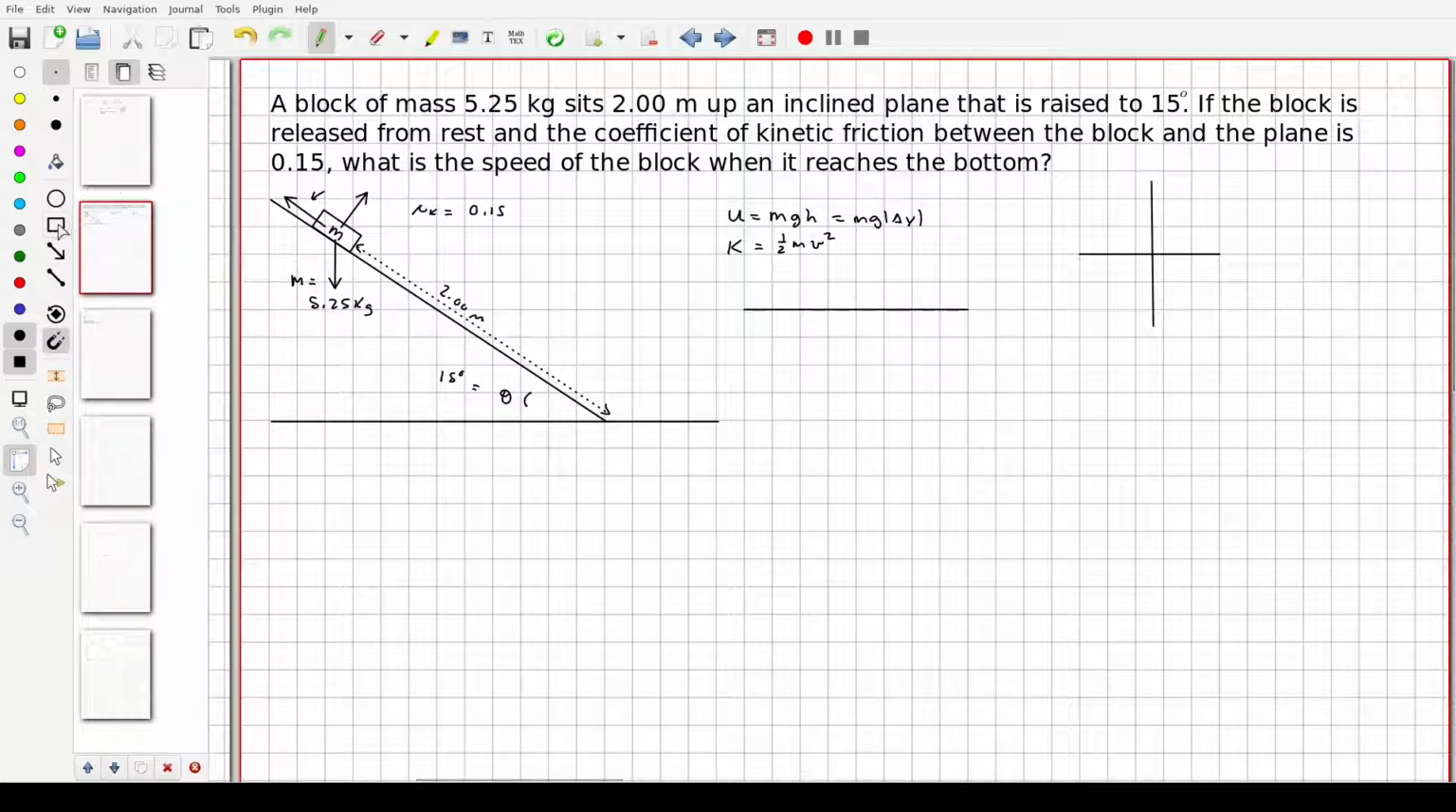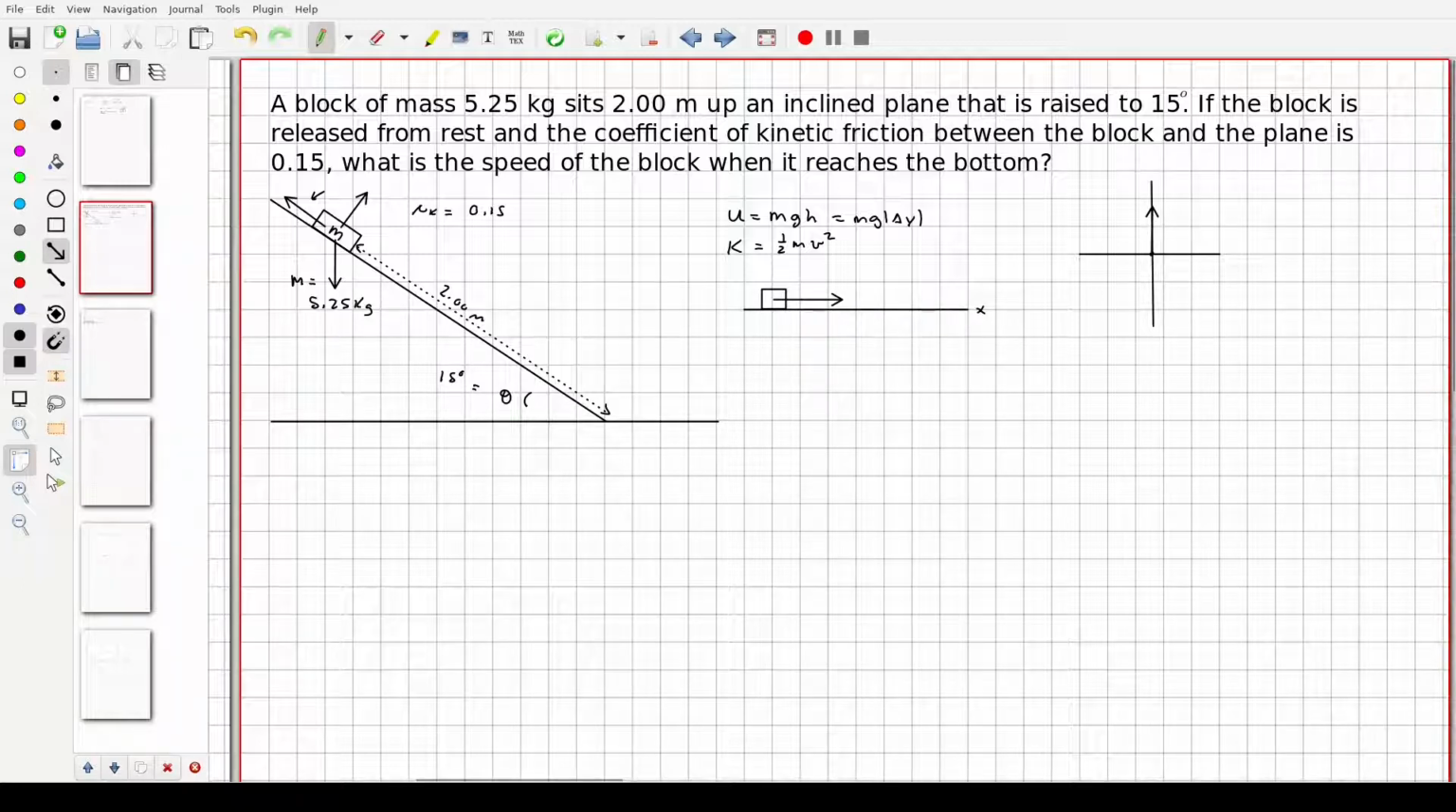So this would be our block, like that. And it would be moving this way as it slides down. And we're going to call this, again, the positive x direction. Now, here's our block in the center. We're working in this coordinate system now.